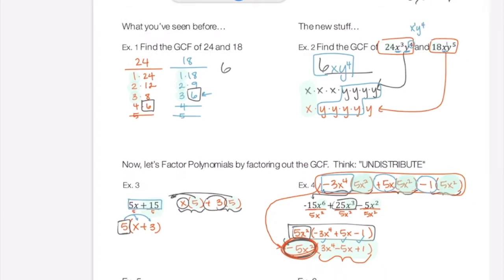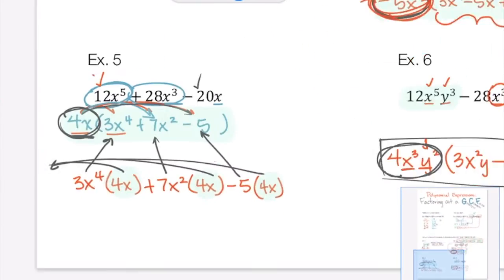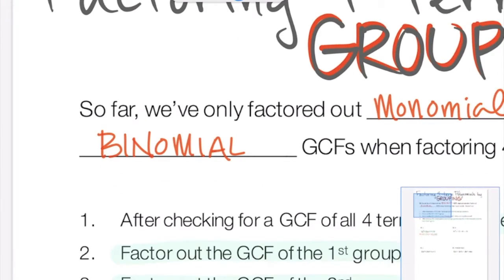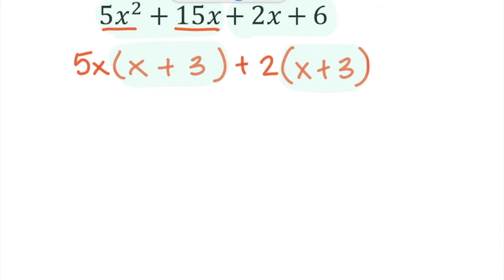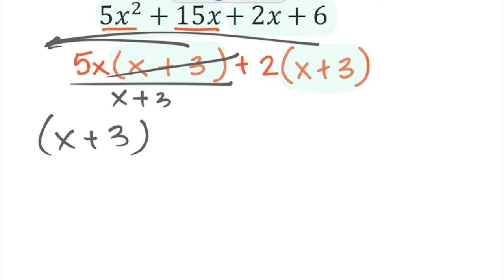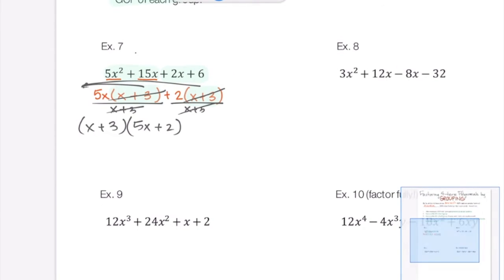Just like on that first page, those 2 terms had a 5 in common. And those 3 terms had a 4x in common. It doesn't matter if what they have in common is a binomial. You can still factor it out as a GCF. So what are we going to do? We're going to factor out an x plus 3. So we'll have x plus 3. And if I factor or divide that first term by x plus 3, notice what's left is a 5x. And if I divide or factor out an x plus 3 from that second group, notice what's left is a plus 2. And now we've got that polynomial completely factored by using grouping.